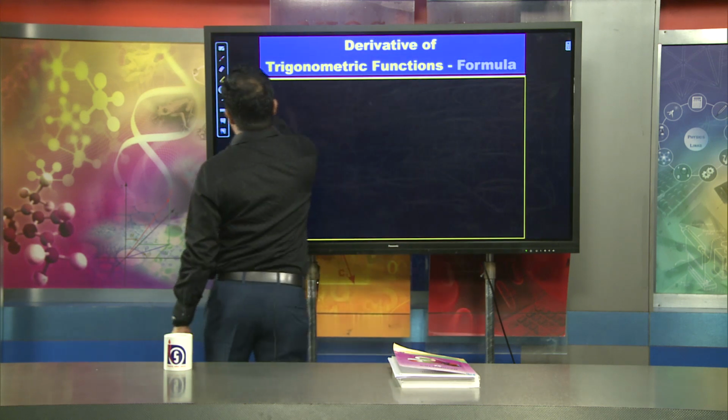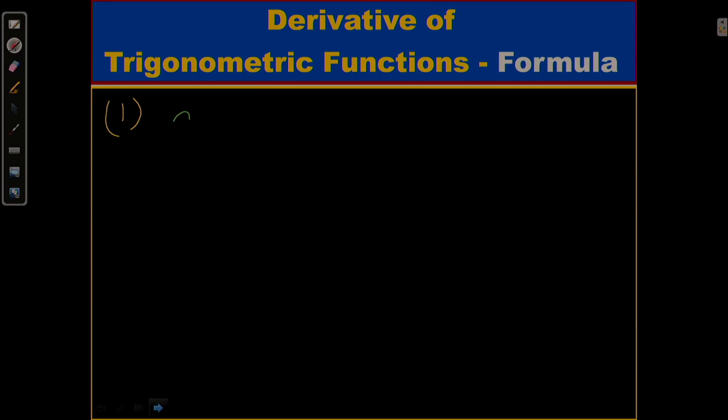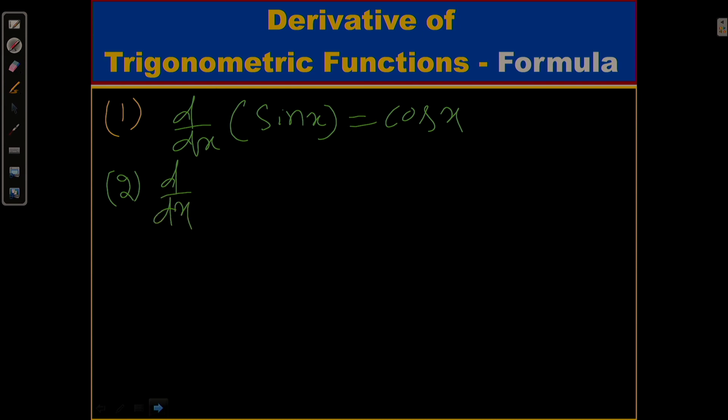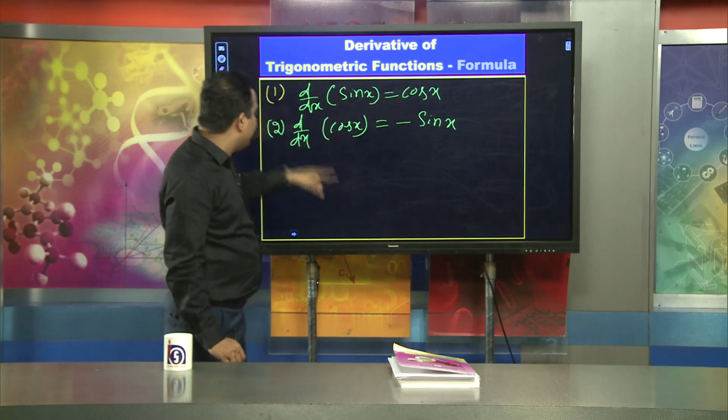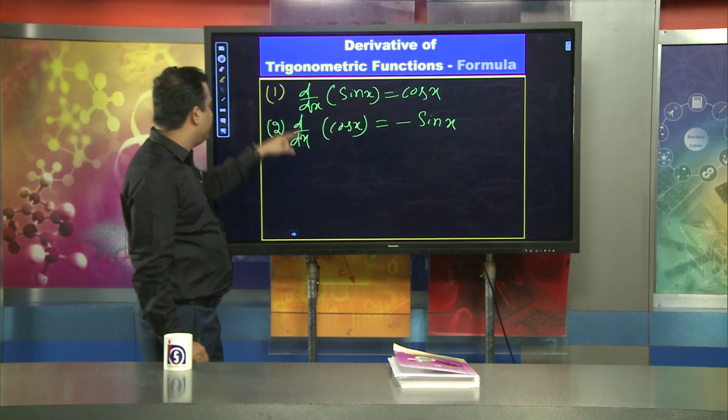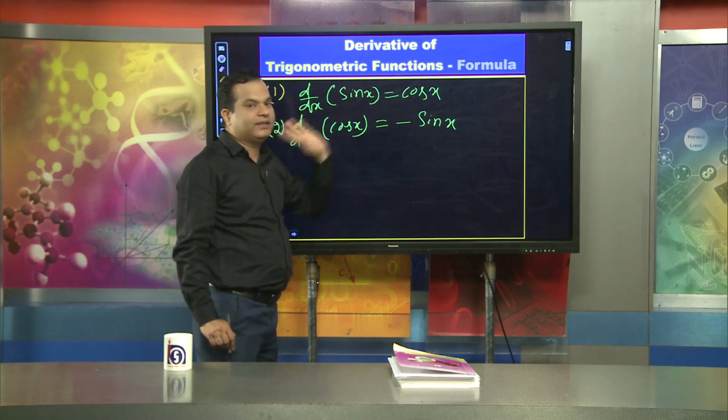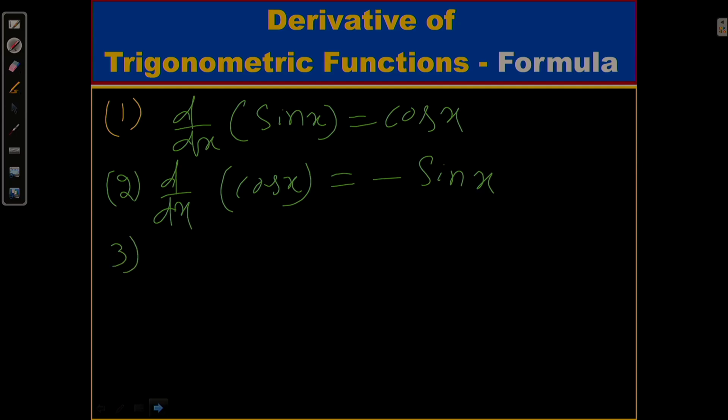The first formula we have found is d by dx of sin x equals cos x. We just found it. Now the second formula is d by dx, the derivative of cos x, equal to minus sin x. By using the first principle you will find it the same way. Like we got derivative cos x for sin x, with a similar method, if you use the first principle, you will find derivative of cos x equals minus sin x.